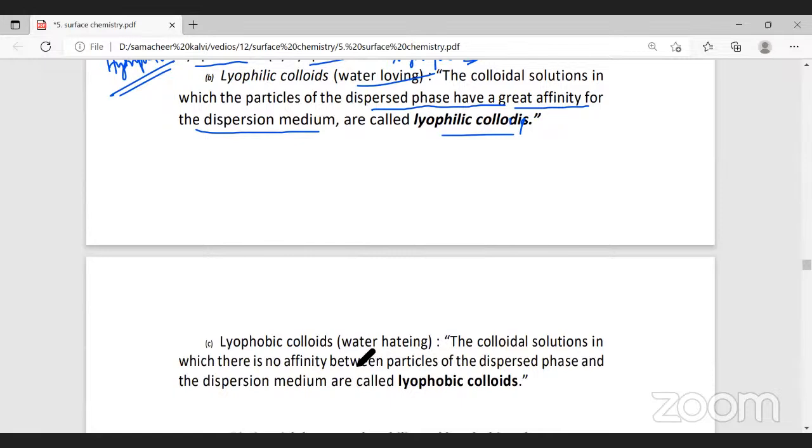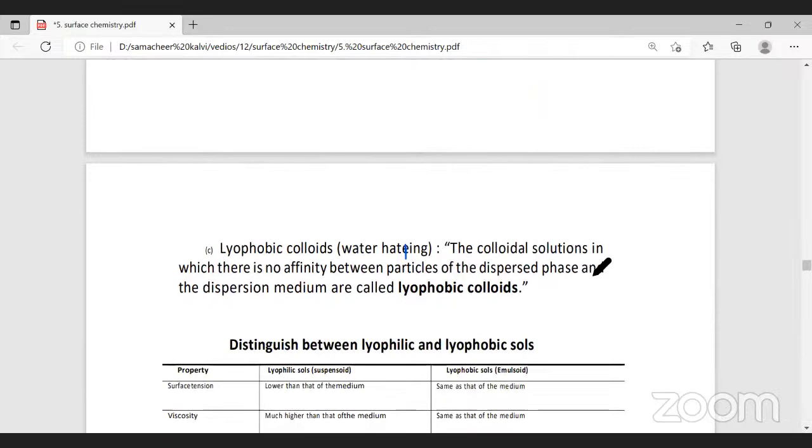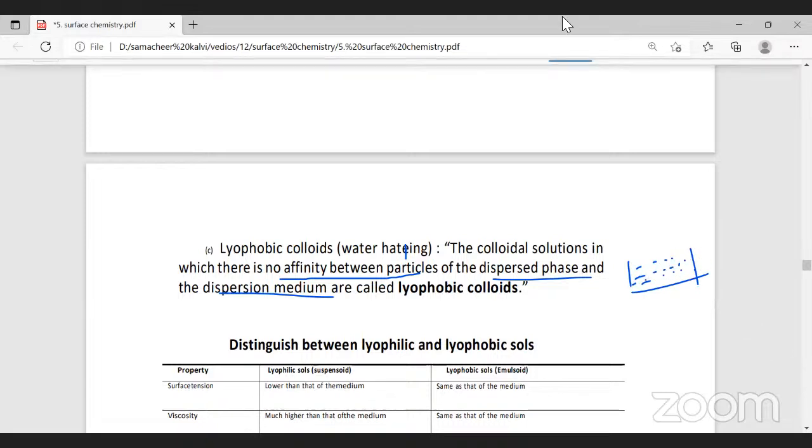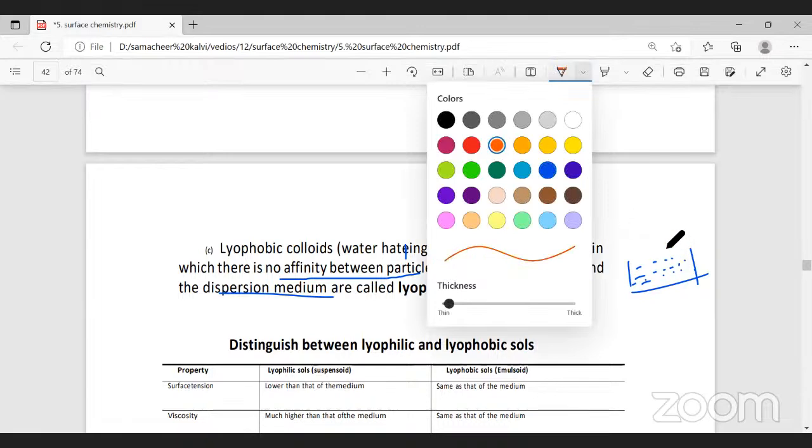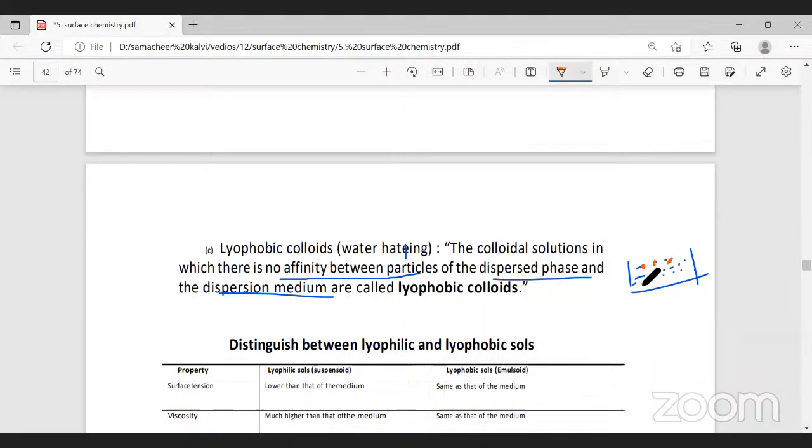Now, lyophobic colloids. Phobia stands for fear. Water-hating colloid. Now, what is this lyophobic colloid? The colloidal solution in which there is no affinity between the dispersed phase and the dispersed medium is called as a lyophobic colloid. Now, for an example, if we take water, and in this water, if we have gold particles of colloidal size 1 to 100 nanometer, this will be called as gold sol.